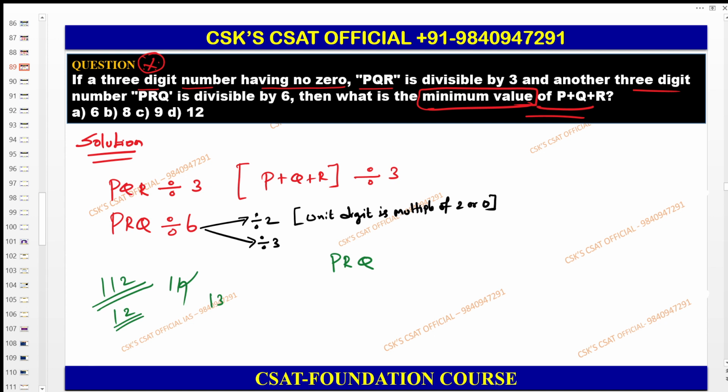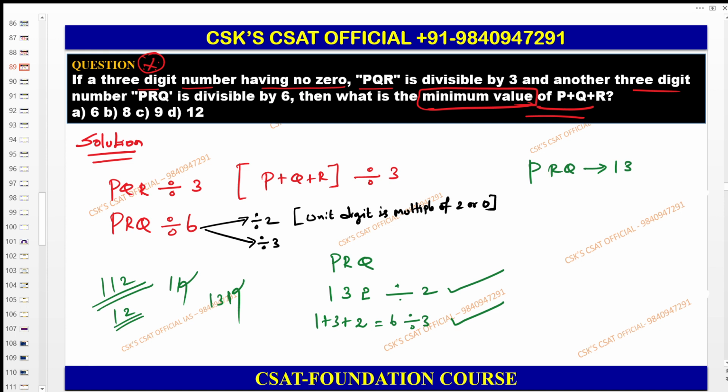Now 1 3 1 is obviously wrong. So let us move on with 1 3 2. Check your first condition, divisible by 2, satisfies. Check 1 plus 3 plus 2, which equals 6, divisible by 3. Both conditions satisfy. So PRQ is 132.